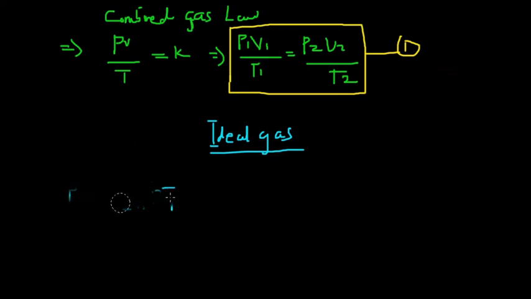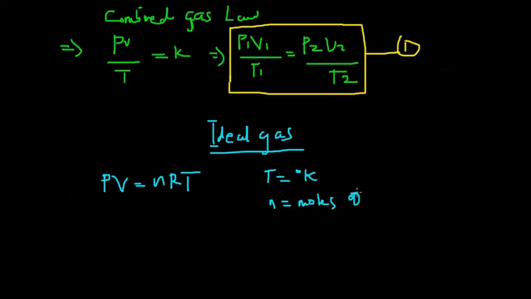Let me write it in its simplest form. The ideal gas law is equal to our pressure times our volume, which is equal to the number of moles times the gas constant multiplied by our temperature. Note that your temperature should be in degrees Kelvin. It's very important. And then your n is your moles, the moles of the gas.